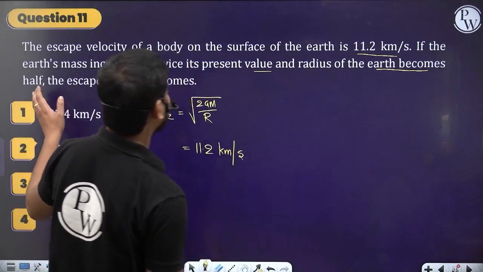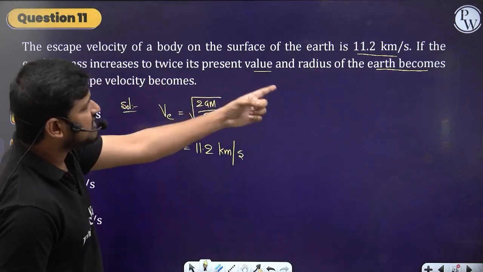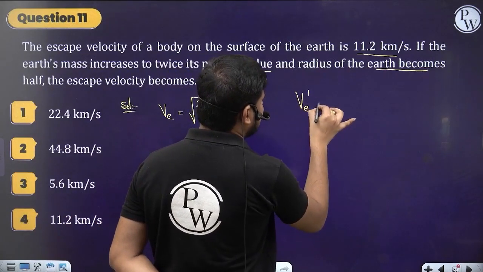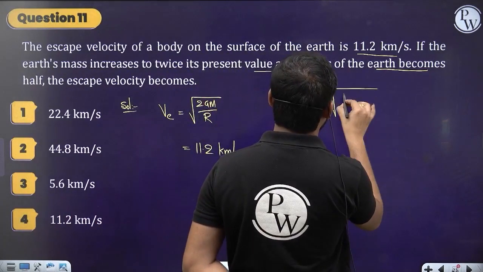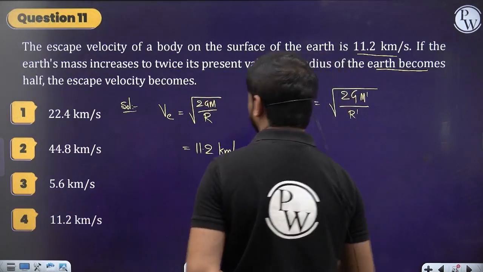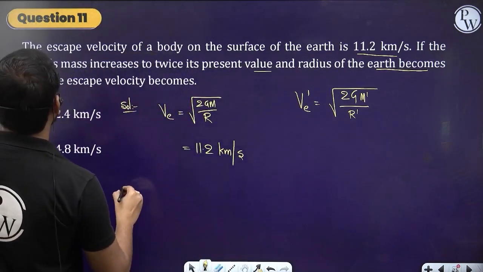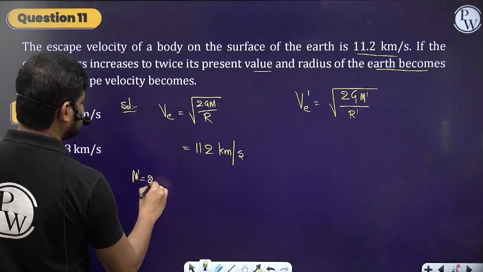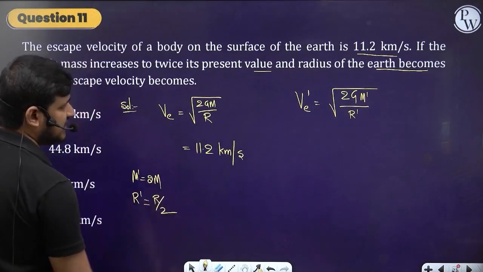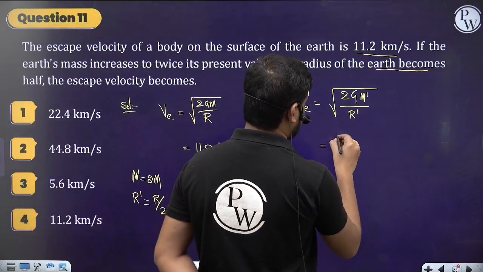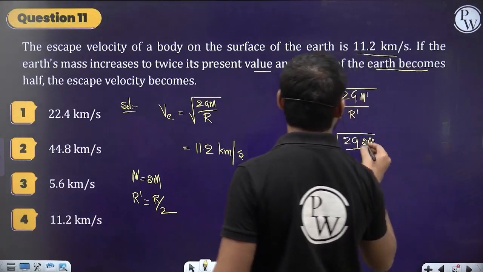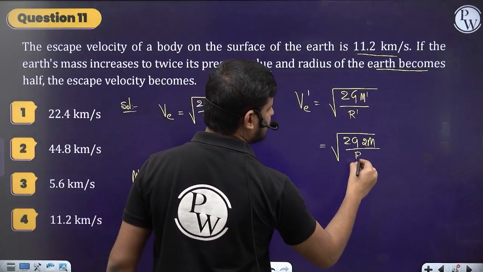So the radius becomes half and the mass becomes twice. Let the new escape velocity be V_E dash, which is root over 2G into the mass, let it be M dash, and the radius, let it be R dash, by. In the question they gave that the mass becomes double, twice, so M dash is equal to 2M, and the new radius R dash is equal to half the radius of the earth. So substitute these values here. Root over 2G. So what is M dash? 2M by, and what is R dash? R by 2.